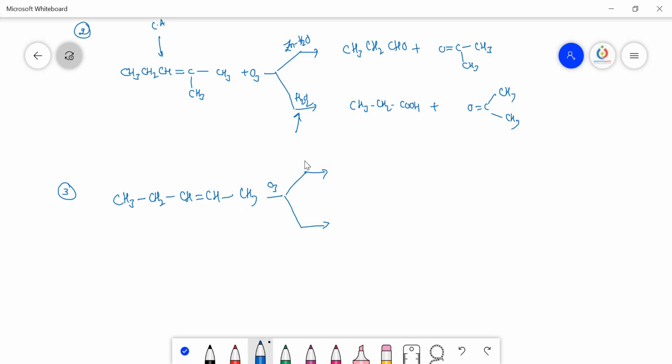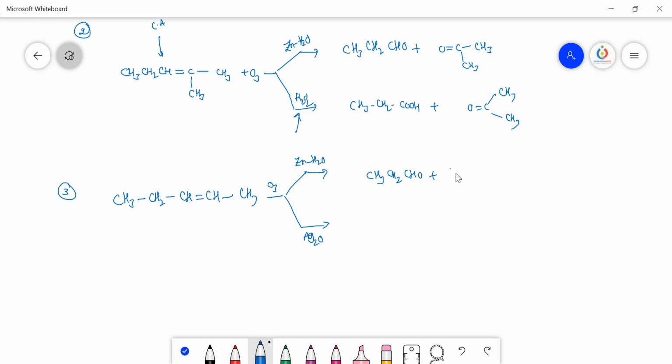Ozone, then zinc and H2O is used, or else dimethyl sulfide. Okay, no problem. Here you use Ag2O. So when zinc H2O or dimethyl sulfide is there, just break the bond and add oxygens on both the sides.